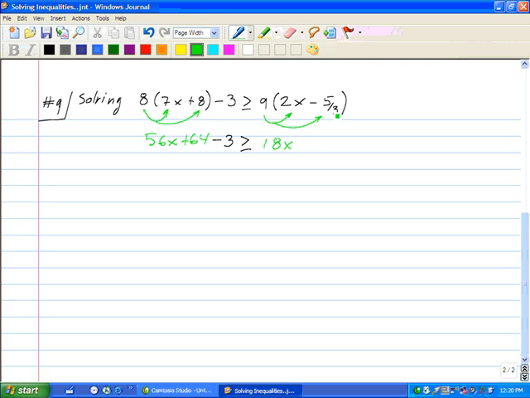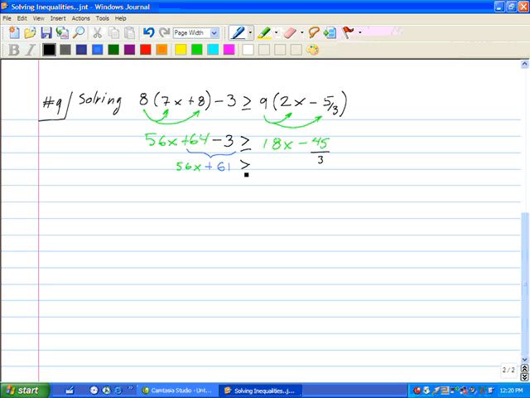Let's take it one step at a time. 9 times negative 5 is negative 45. The 3 is the denominator. The 3 will divide on the next step. So let's see, so far I have 56x. Then I'm going to combine like terms. 64 minus 3. That will give me a positive 61.